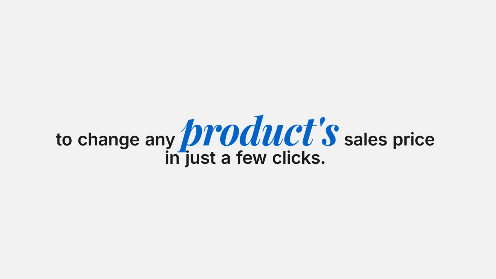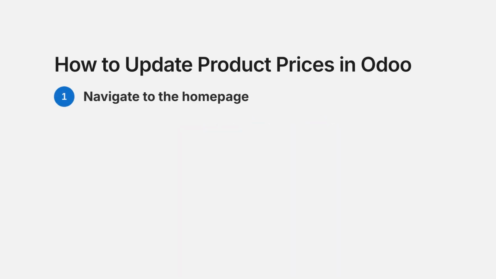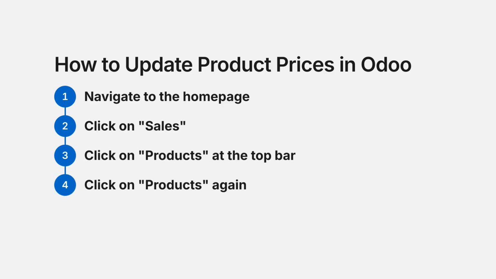Struggling to find where to update product prices in Odoo? Learn to change any product's sales price in just a few clicks. We'll navigate to the product section, select your item, update its sales price, and save. Let's get started.